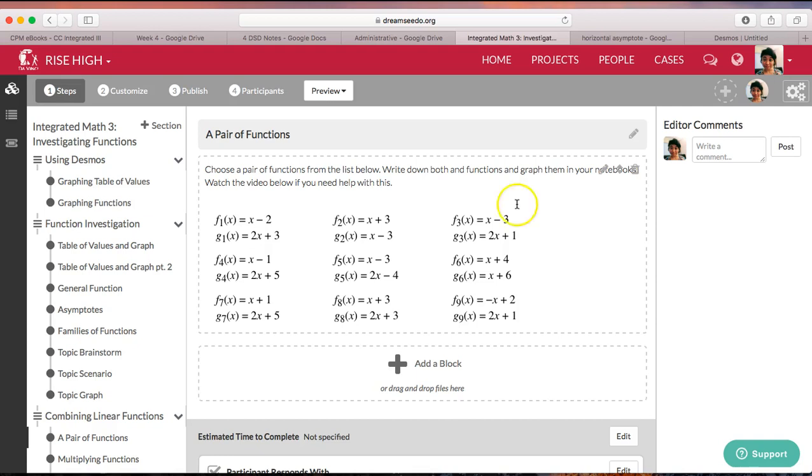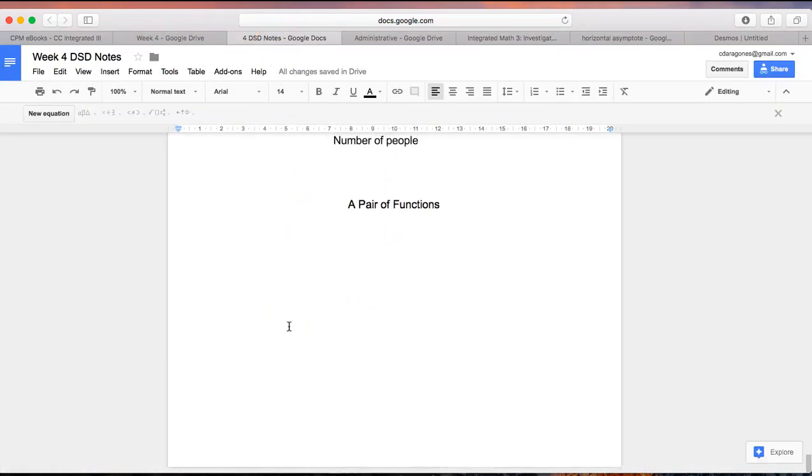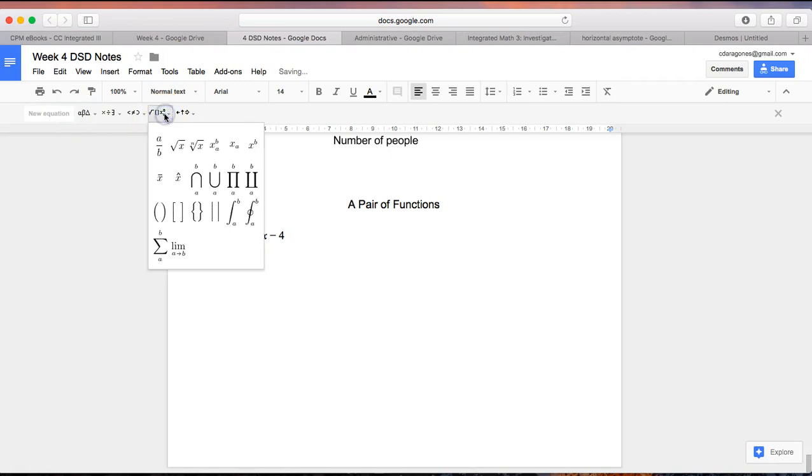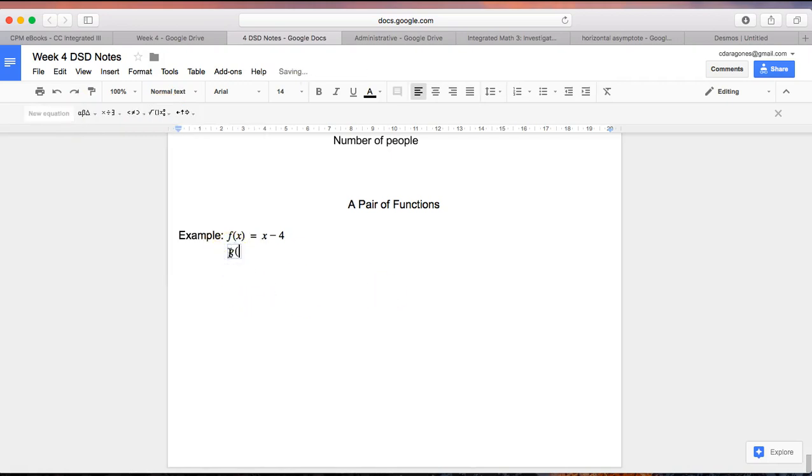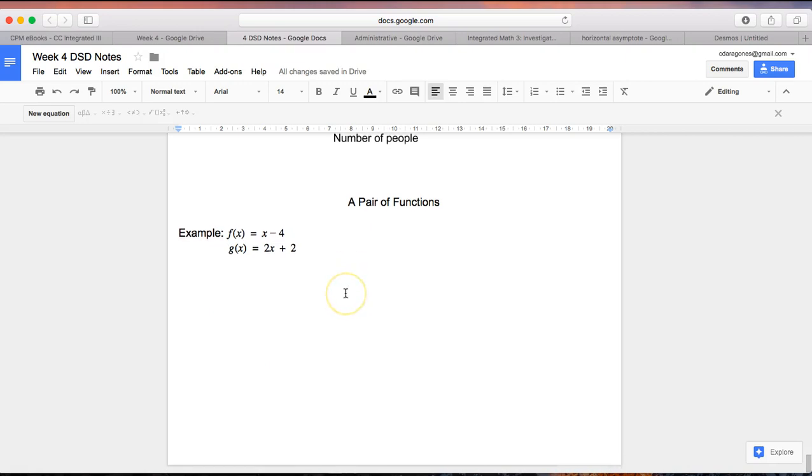My example pair of functions is not on this list because you have to do this on your own with a pair from the list. So my example, if you go to your notebook and write down a pair of functions, you can copy these notes down, you don't have to, but my example functions are going to be f of x equals x minus 4 and g of x, which is 2x plus 2, okay? So what I have to do first is write the functions down in my notebook and then graph them.